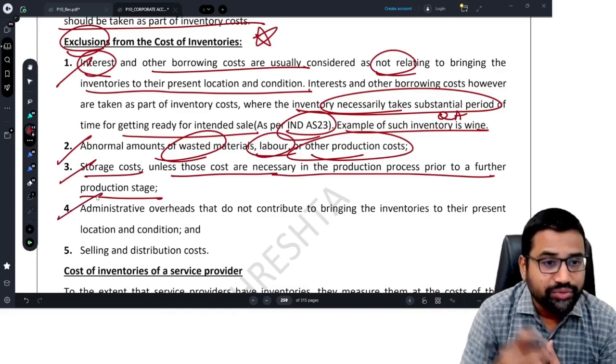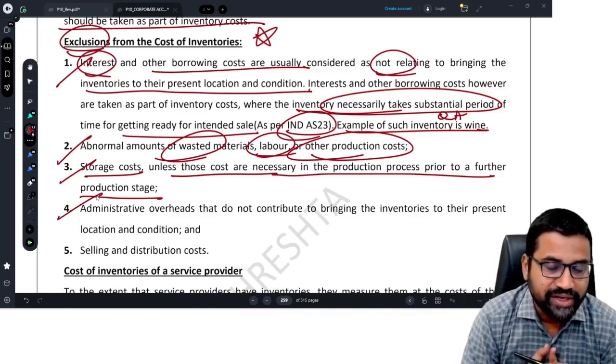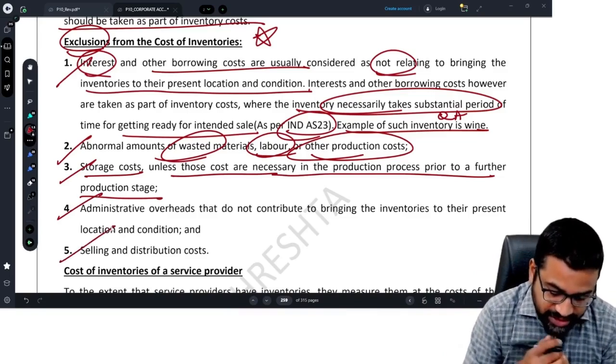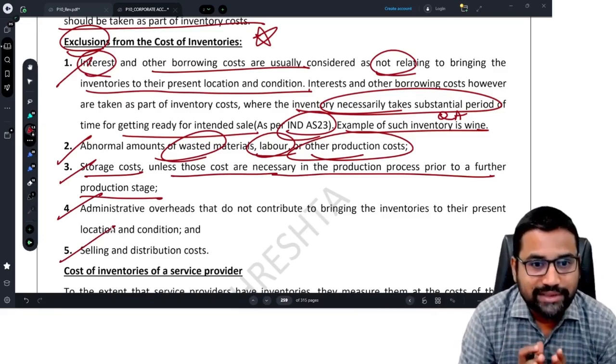And administration overheads. Generally, admin overhead should not be included as a part of the cost of inventories because it is in no way connected with bringing the inventories to their present location and condition. And selling and distribution cost is also not to be included. So tell me, what are the exclusions and inclusions?